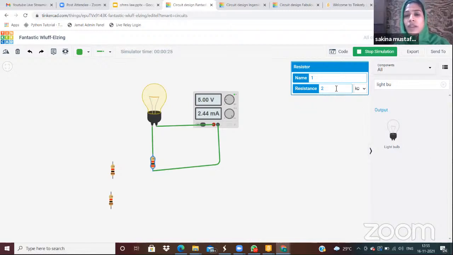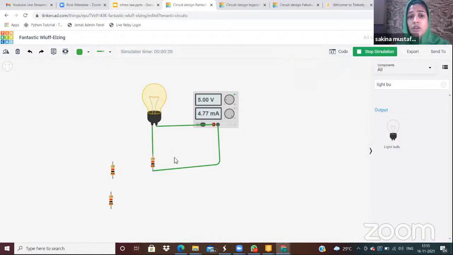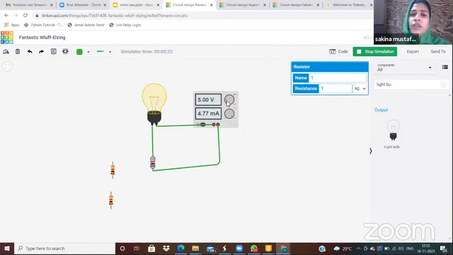I will just, instead of that, use 1K. Still, the bulb is not glowing bright. Now, if we increase the voltage, let's see. You can see it is brightening up a little. See, wow, with 30, it brightens up. And if I reduce it, you can see how it is. See, it was 5 volts, right? How it was blinking. So Ohm's law also helps us to calculate it.